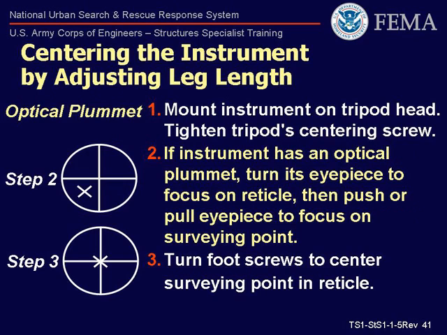1. Mount the instrument on the tripod head. Tighten the tripod centering screw. 2. If the instrument has an optical plummet, turn its eyepiece to focus on the reticle. Then push or pull the eyepiece to focus on the surveying point. 3. Turn the foot screws to center the surveying point in the reticle.